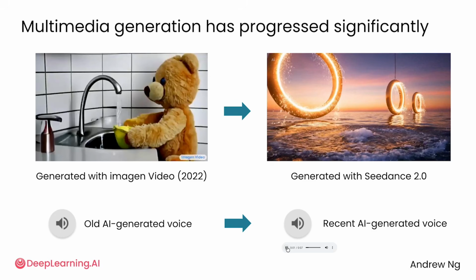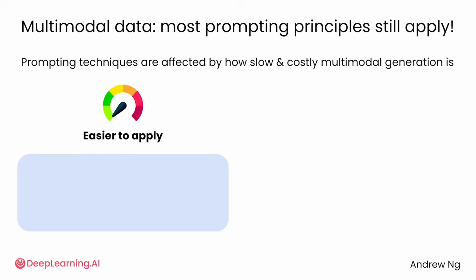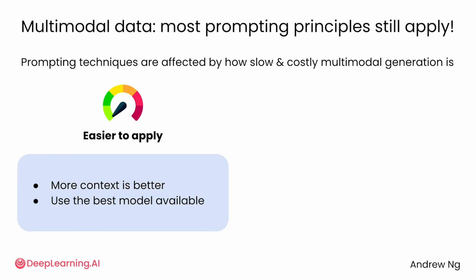But before you start tuning anything, you need to define what success looks like. This step is easy to overlook, but it's foundational. If you're generating multimodal data, some of the techniques you learned earlier, such as giving the model enough context and maybe using the best model available, those are relatively easy techniques to apply as well to multimodal generation.